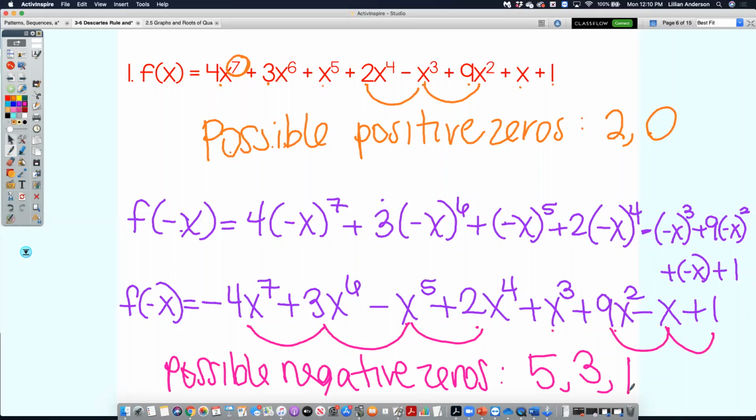So, since this is a polynomial to the 7th power, Descartes' rule basically tells us again that the possible number of positive real zeros I can have is 2, the maximum, and the possible number of negative real zeros that I can have is 5. But I can also have 0 positive, or 3 negative, or 1 negative. Okay?